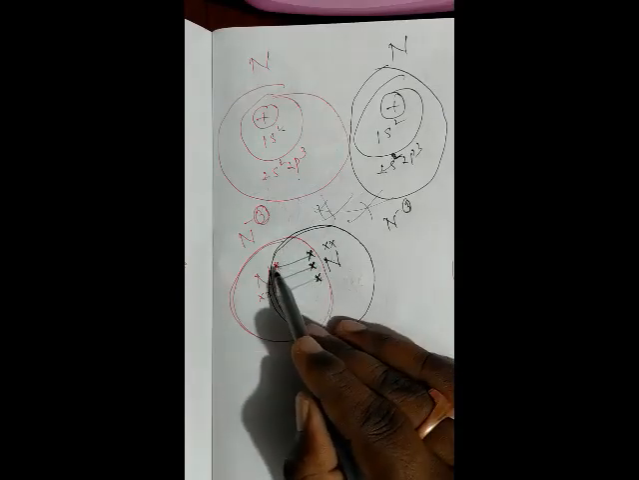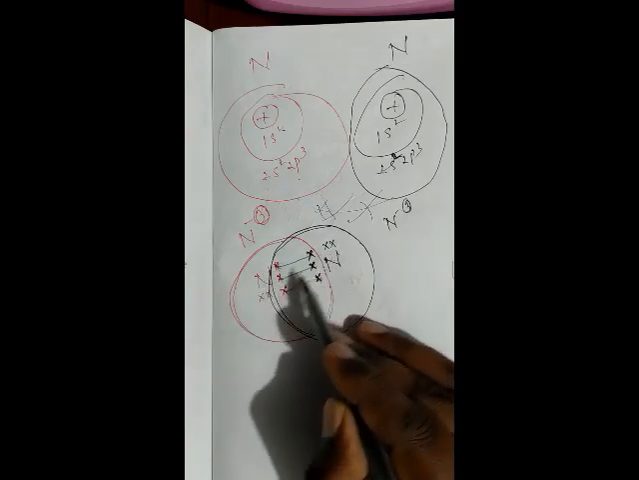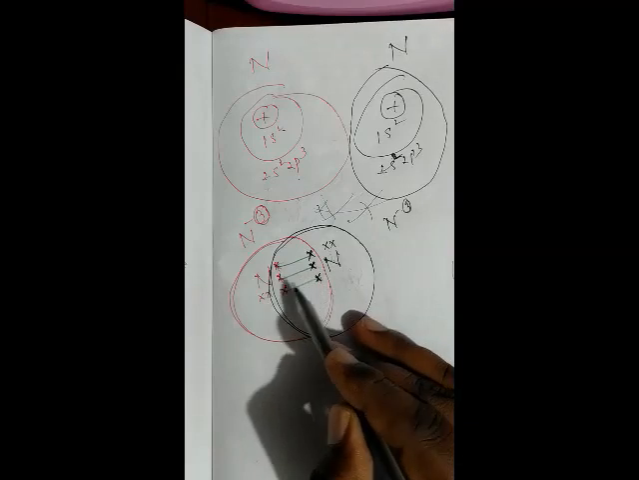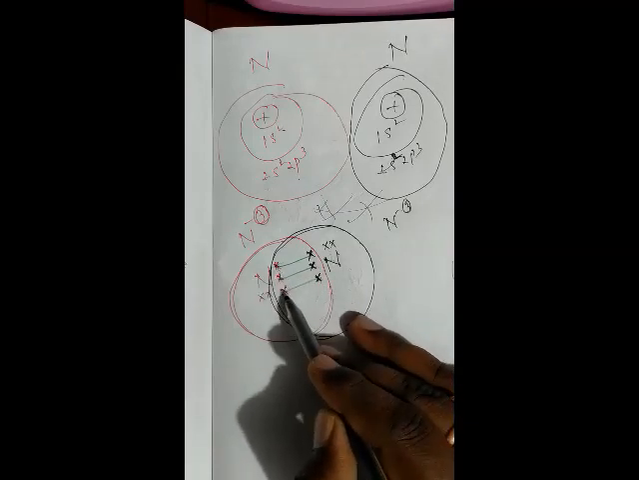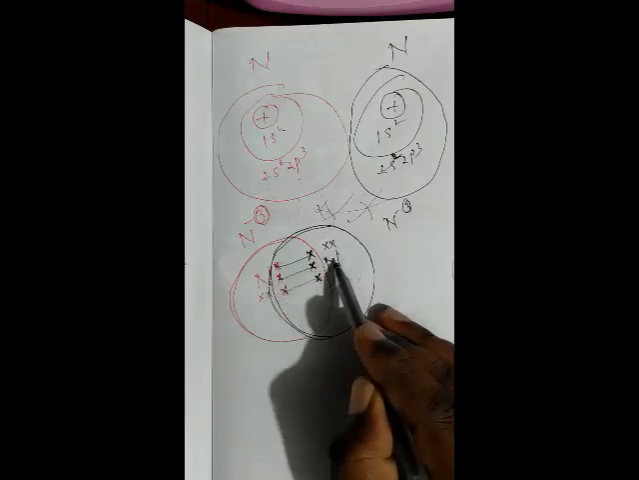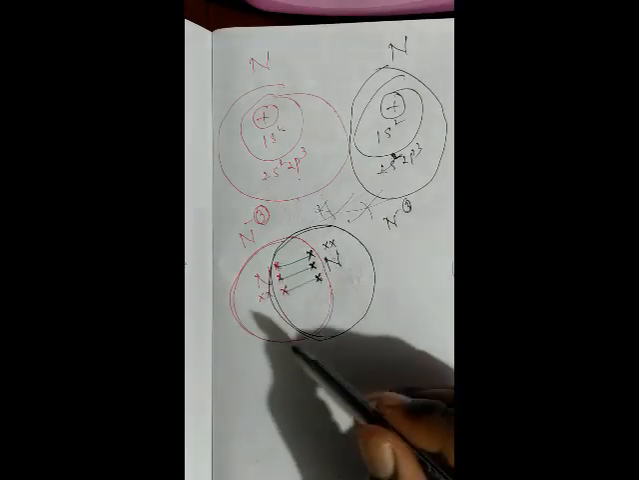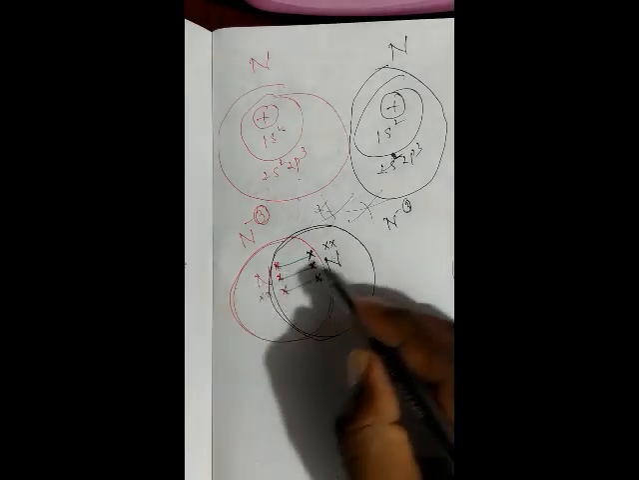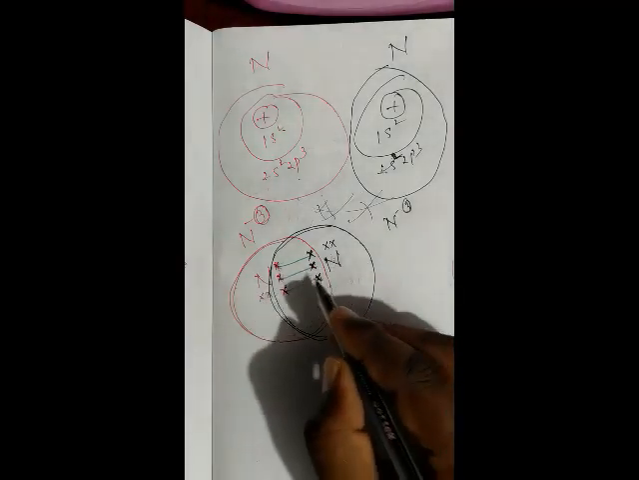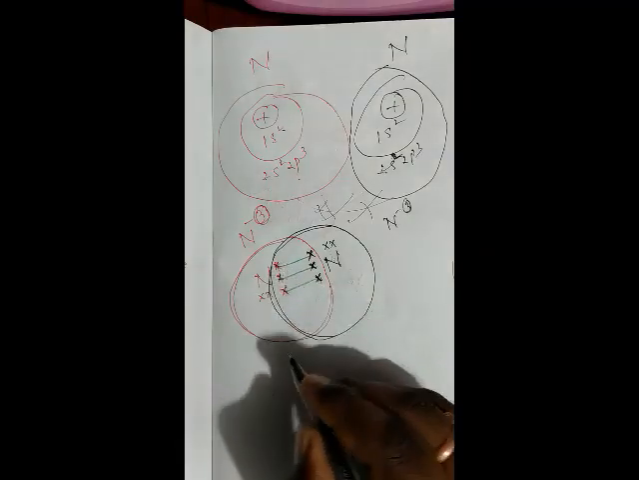So the bond formed by the sharing of electrons between the two atoms is known as covalent bond. So here between the two nitrogen atoms, a covalent bond is present. And here the covalent bonds total 3.